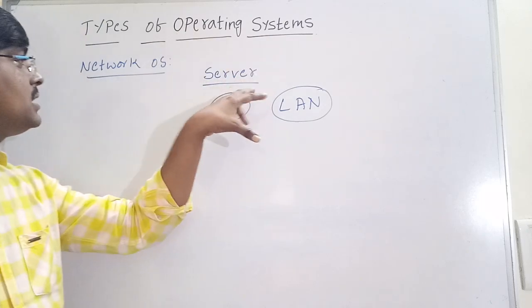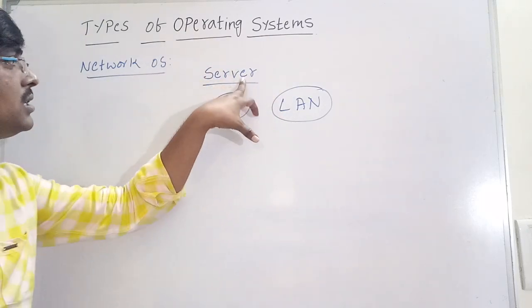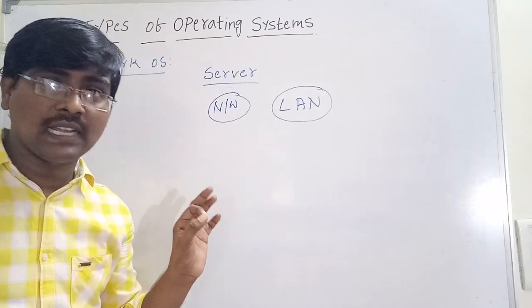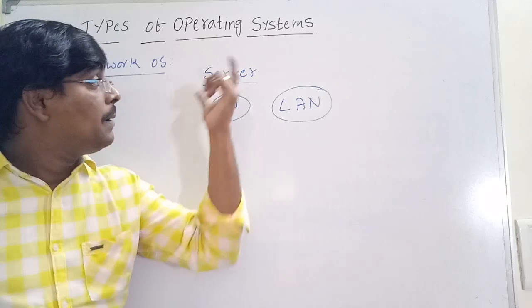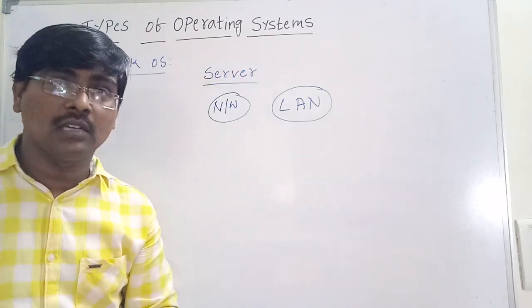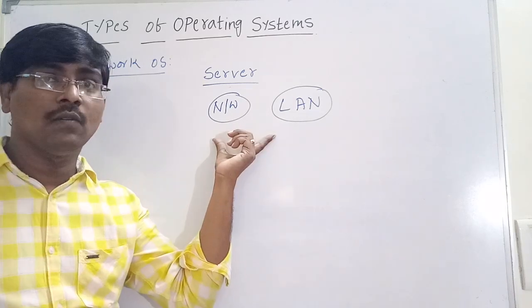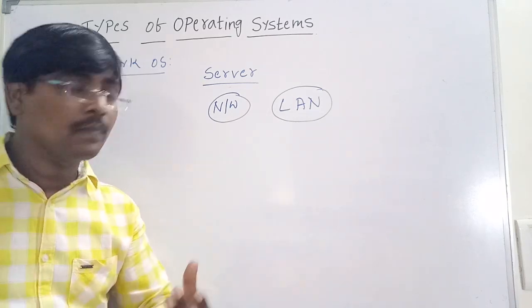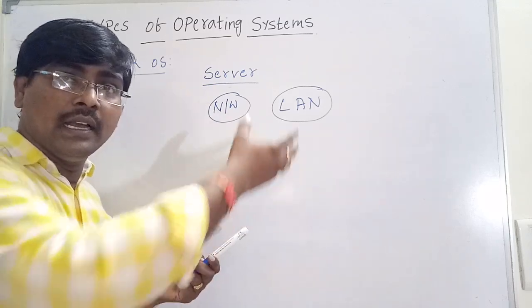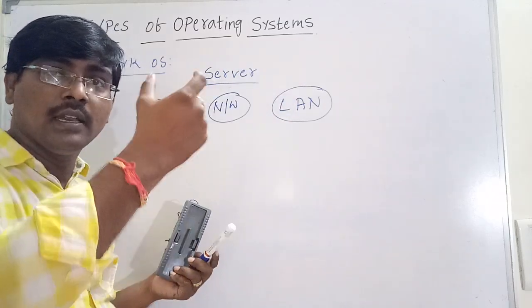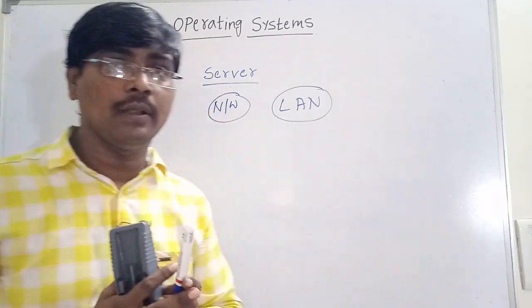But what is the main disadvantage? If there is a failure on the server, the entire system crashes, and maintenance of the server is costly. That is the disadvantage. But sharing is one advantage, and we can easily integrate software into the server. If we integrate software into the server, then all the systems can access that software.